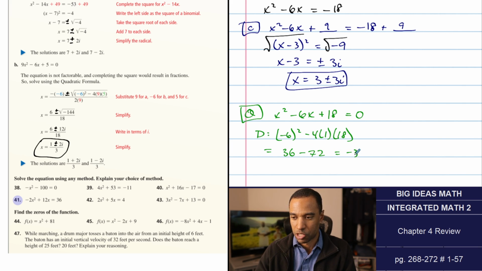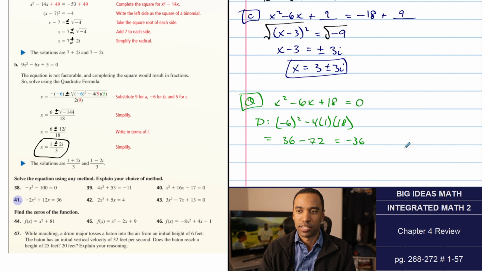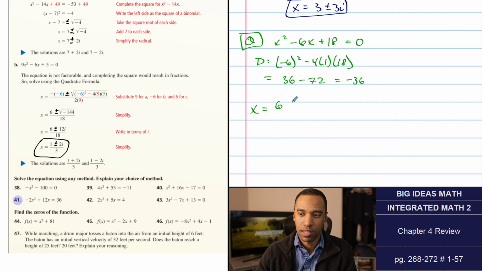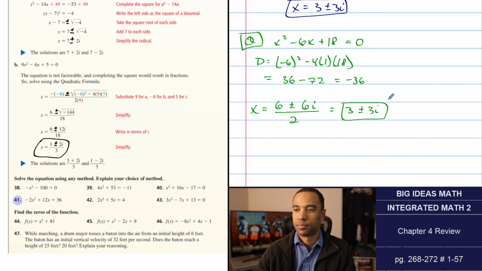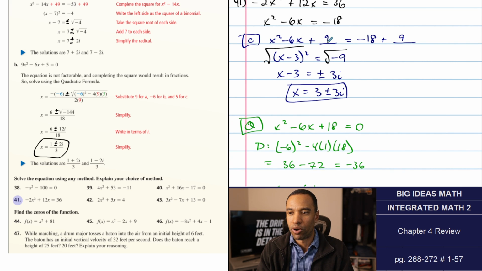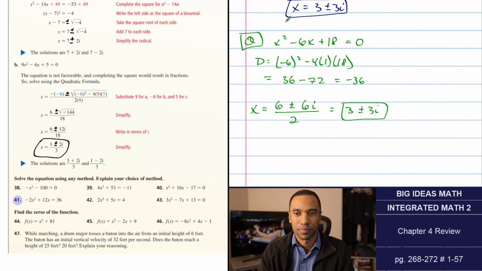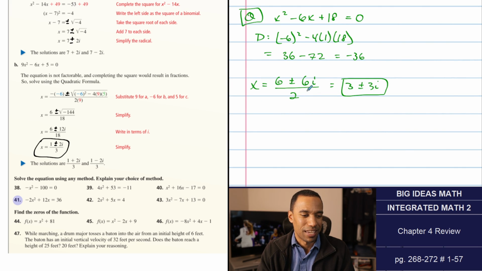I get negative 36 as my discriminant, where when I take the square root of it, I'll be getting 6i. So x equals negative b plus or minus the square root of b squared minus 4ac all over 2 times 1. And 6 divided by 2 is 3, so 3 plus or minus 3i. Same answers as before. Not too bad. Just not as good. I keep saying that, trying to convince the world.